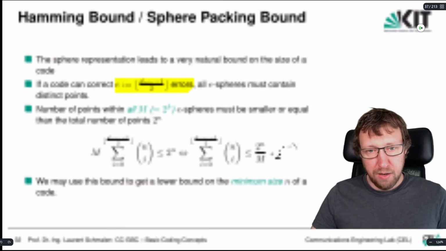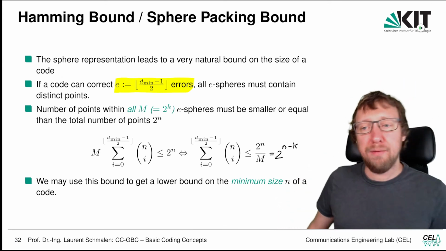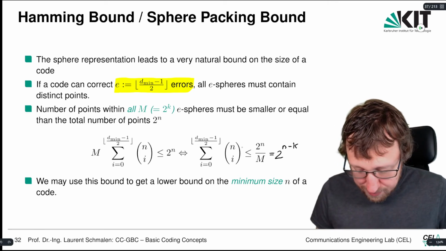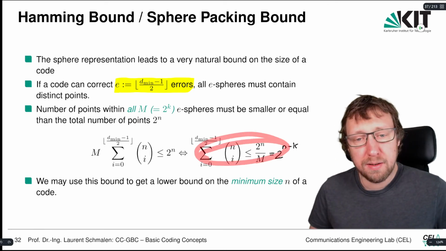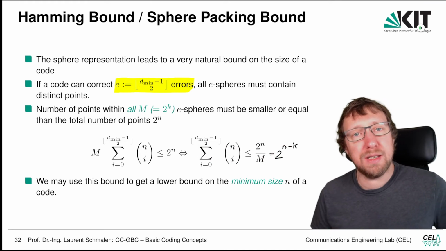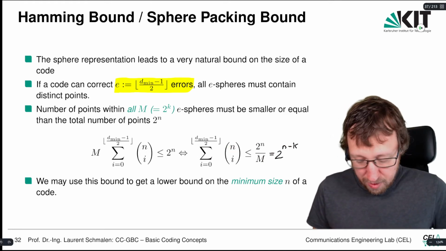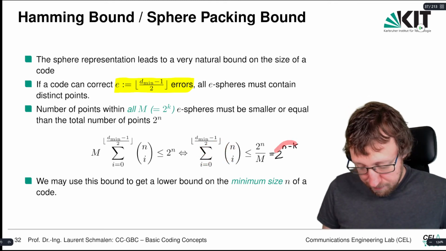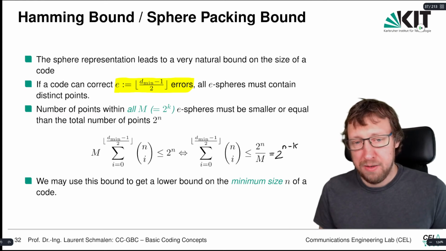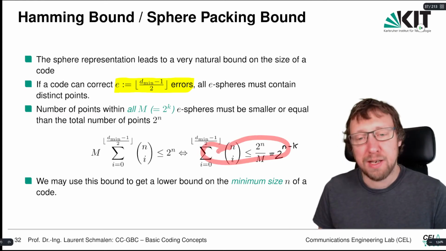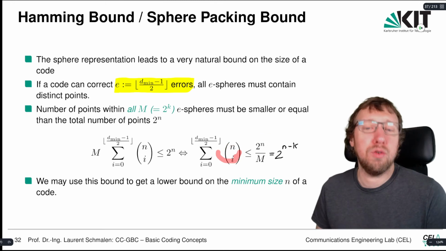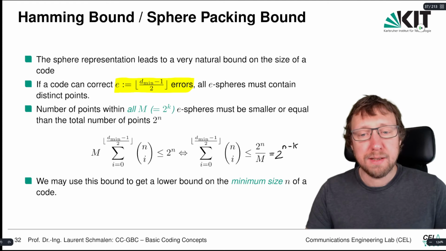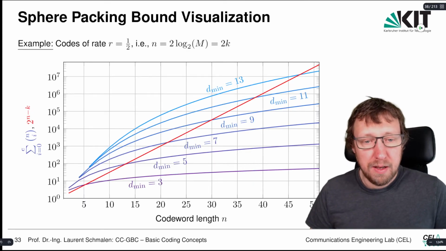So how do we obtain the Hamming bound? Well, we just evaluate this expression. We know that this inequality must hold. Unfortunately, this is nothing that we can solve for n, because this is an expression with binomial coefficients that contain n. This is 2 power n, but there is no way that we can rearrange this expression and solve it for n. So we need to do this numerically. And we can do this. So let's see how we do this.